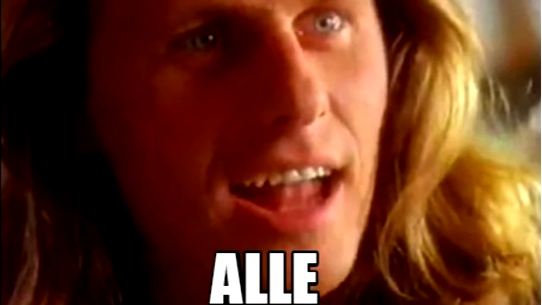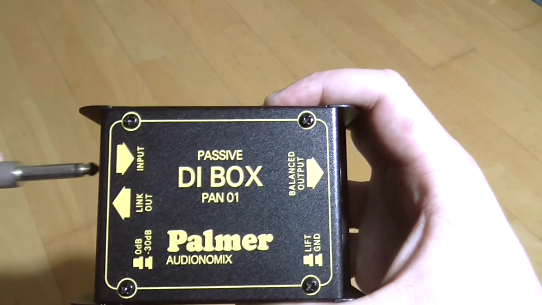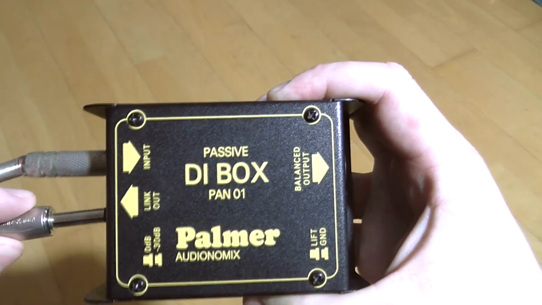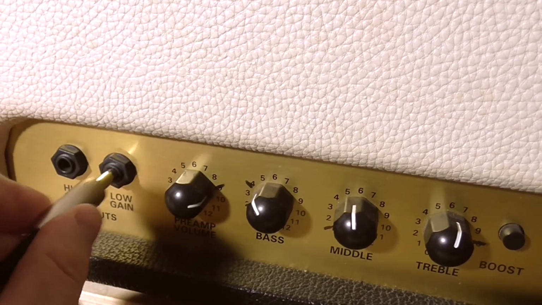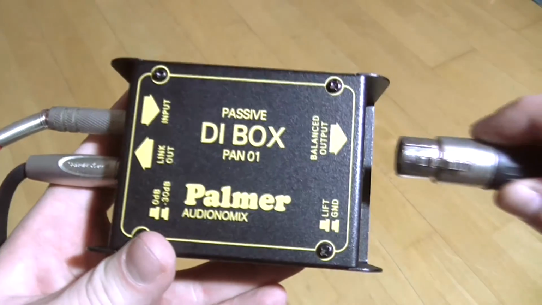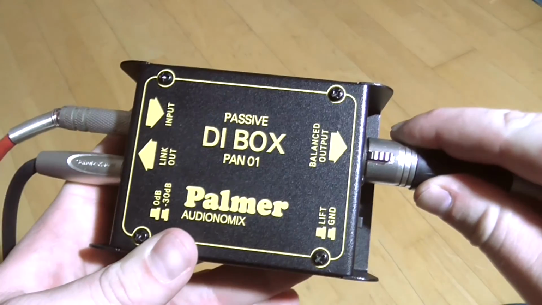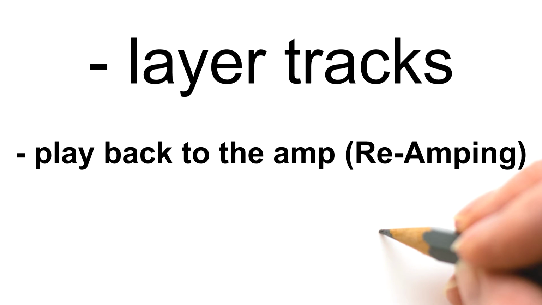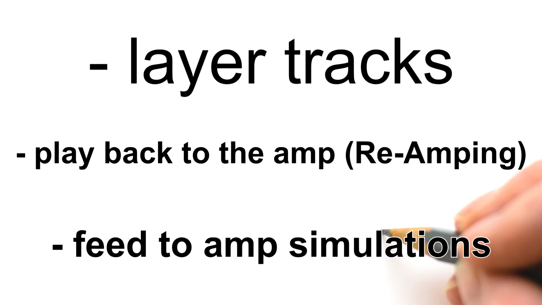Now for things I personally recommend when starting out. The most useful thing will be a DI box. This little box will split any guitar or bass signal, making it 2. One of them goes into the amplifier as is, the other one will be switched to balance, meaning like microphone signal, and goes directly into your interface, as in DI for direct input. DI tracks can be used for layering to be played back to the amp if the initial recording turns out to be bad, which is described by the term reamping, or it can be used with amp simulations.